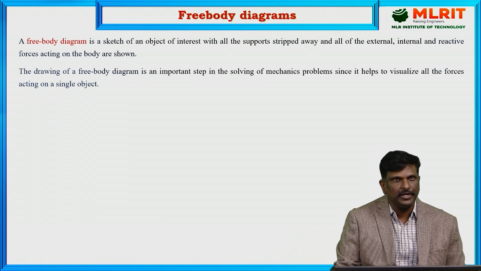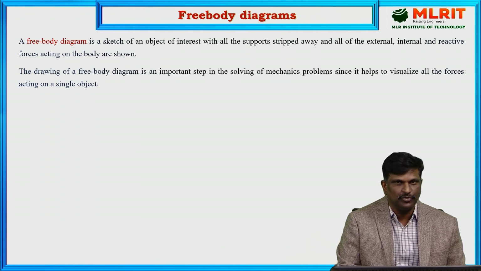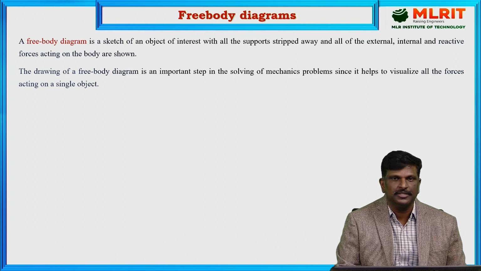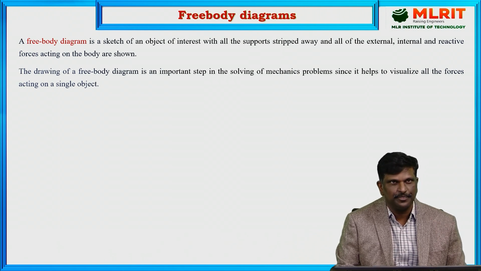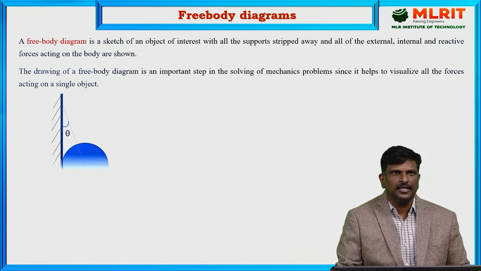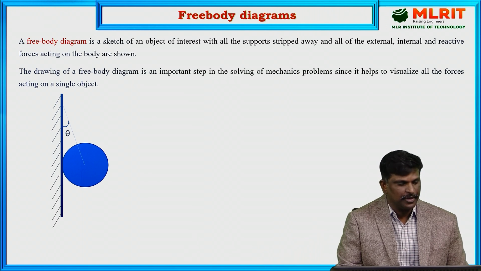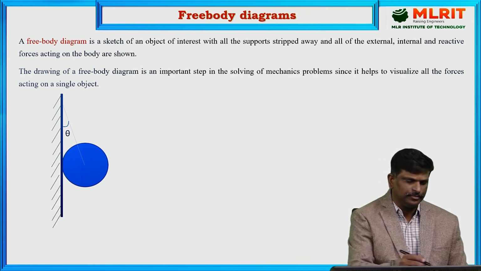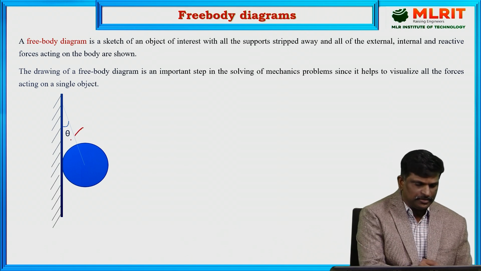Drawing a free body diagram is very important in solving problems from mechanics, especially from equilibrium of forces. It also helps in solving problems from the unit on friction and also dynamics. Let us try to understand the free body diagram. Consider a roller supported by a vertical wall and hanging by means of a string. The string is at an angle theta.